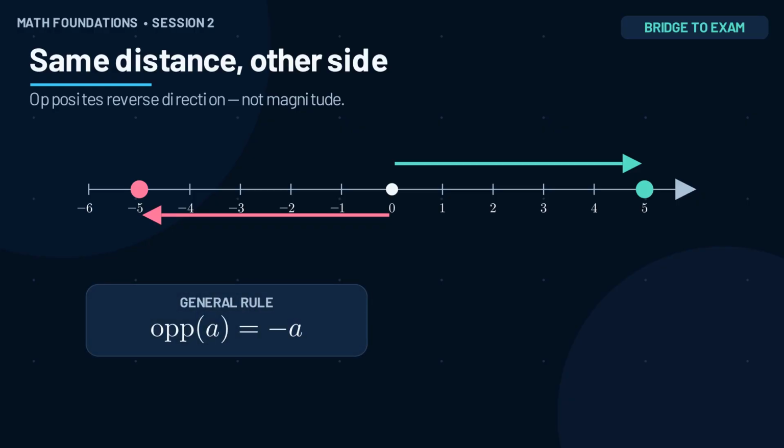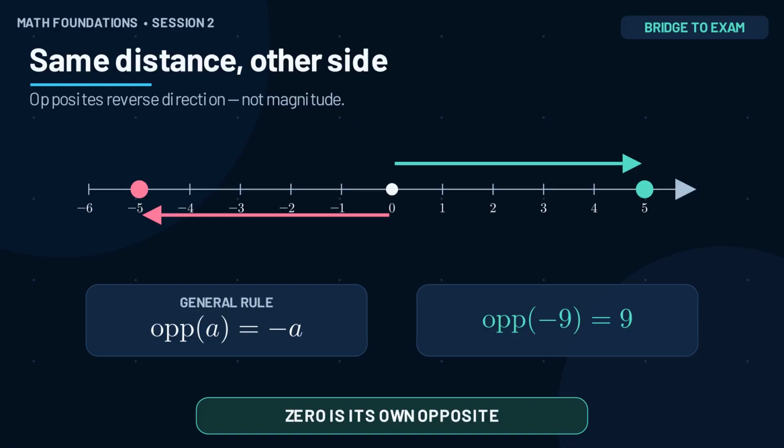Be careful when A is already negative. If A equals negative 9, then negative A means the opposite of negative 9, which is positive 9. The magnitude stays 9, only the direction changes. 0 is its own opposite because 0 is 0 units from itself.